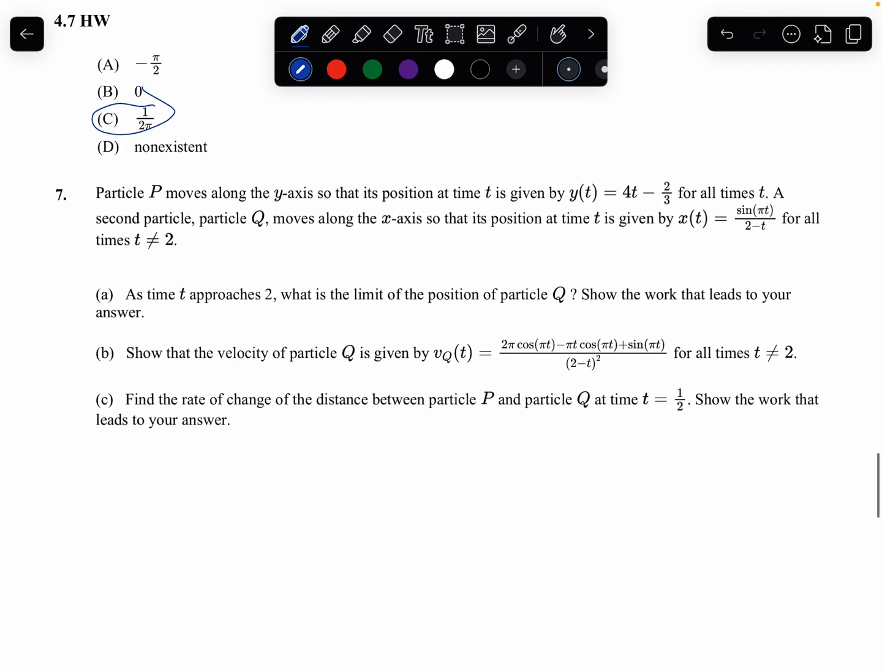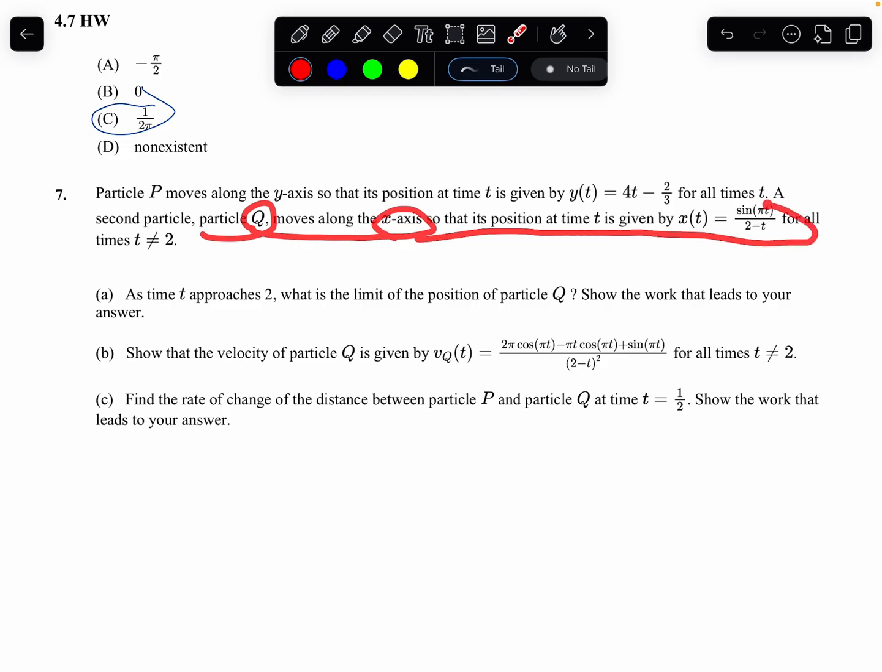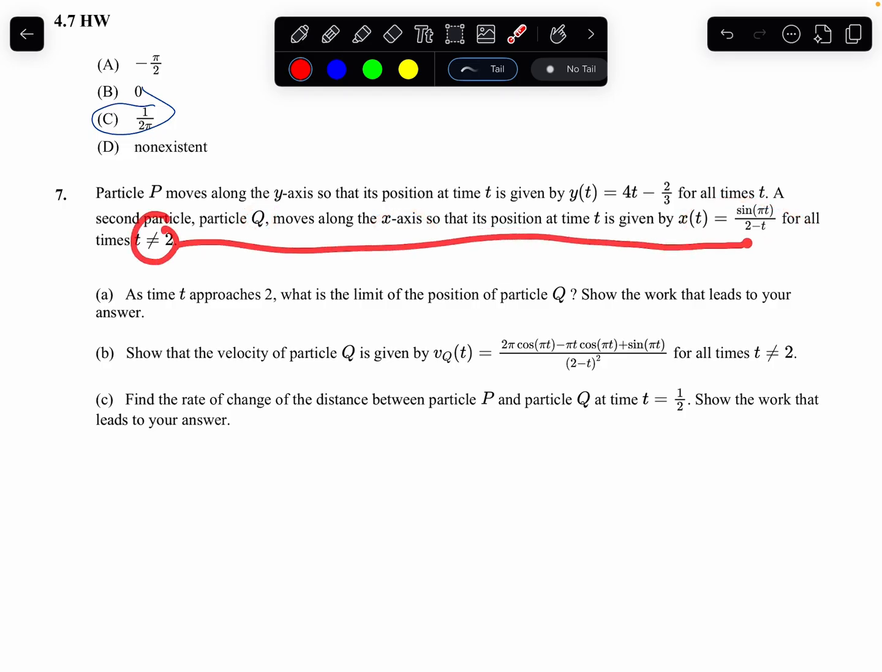Okay, now 7. I told you guys in class that 7C was going to be a doozy. So particle P moves along the y-axis so that its position is given by y of t for all times t. A second particle Q moves along the x-axis and its position is given here for all times that t does not equal 2.